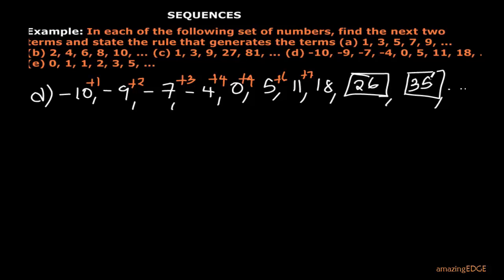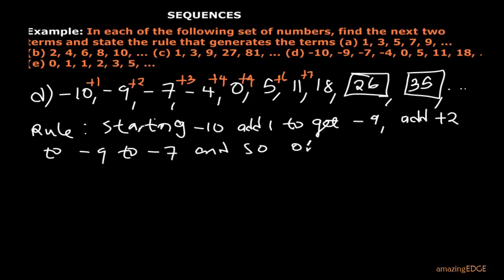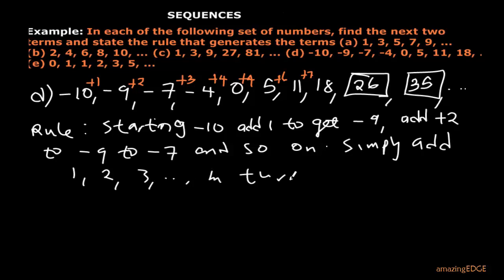You see 35. So how do we state the rule that guides this? Let's look at the way it happens. Starting from this first term, that is starting from minus 10, you add 1 to get minus 9. Then you add plus 2 to minus 9 to get minus 7, and so on. In other words, just simply add 1, 2, 3 in turn, and so on. That's simply the rule.